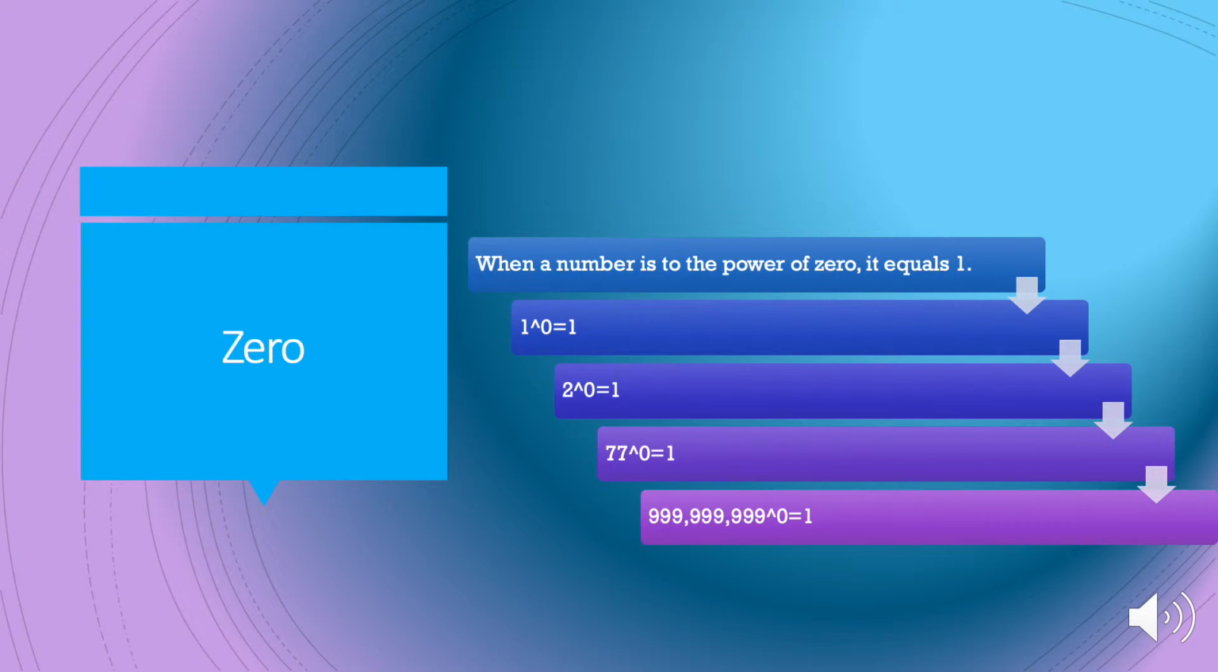How does 0 fit into the exponent world? Well, any number to the power of 0 just equals 1. Take, for example, x to the power of 0. That would just equal 1. Similarly, 1 to the power of 0 equals 1, and 2 to the power of 0 equals 1, and 77 to the power of 0 also equals 1. And 999,999,999 to the power of 0 equals 1. So anything to the power of 0 just equals 1.